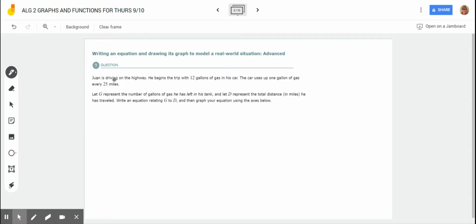Juan is driving on the highway. He begins the trip with 12 gallons of gas in his car. The car uses up 1 gallon of gas every 25 miles. So let's think about this logically, okay?